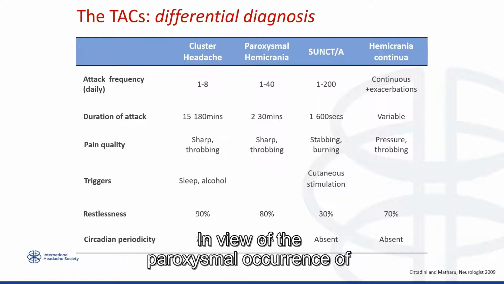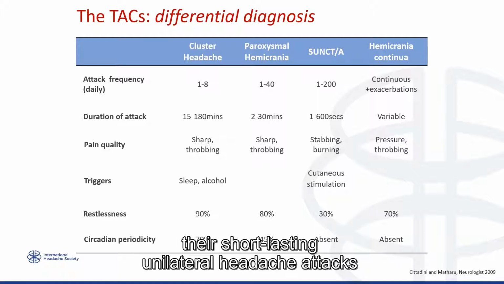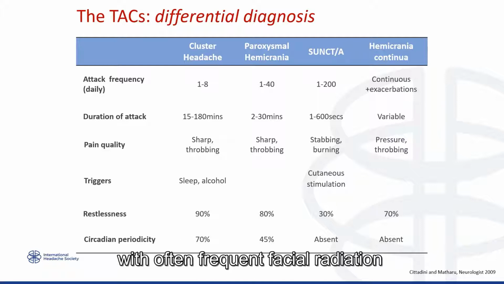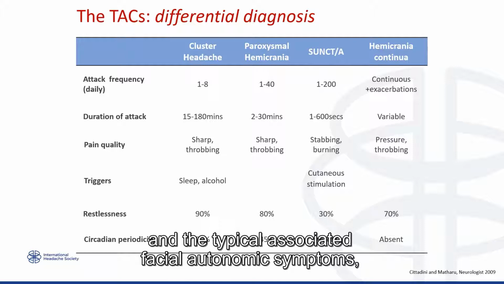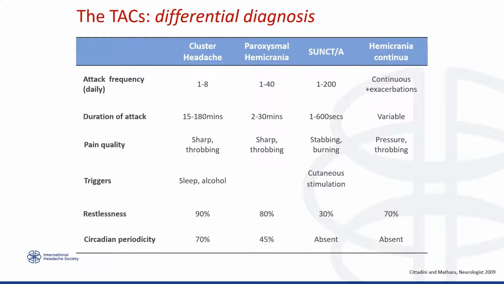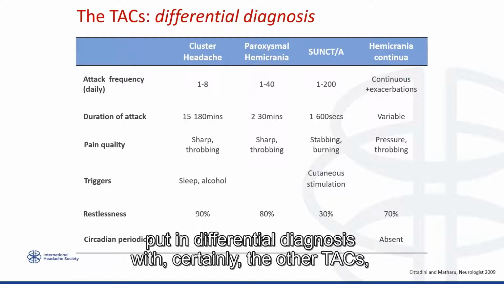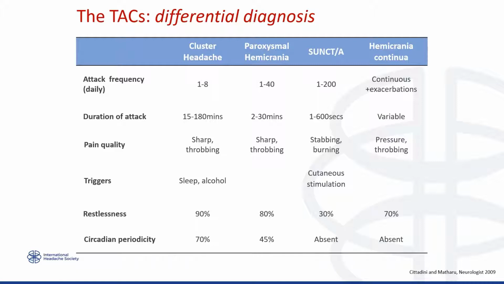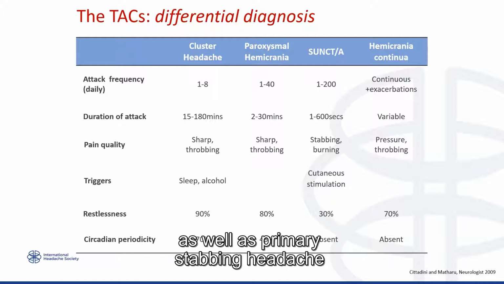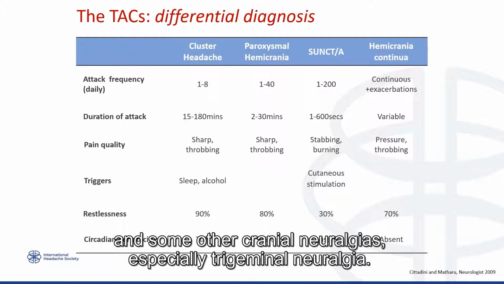In view of the paroxysmal occurrence of their short-lasting unilateral headache attacks, with also frequent facial radiation and the typical associated facial autonomic symptoms, SUNCT and SUNA should be put in differential diagnosis with certainly the other TACs, as well as primary stabbing headache and some of the cranial neuralgias, especially trigeminal neuralgia.